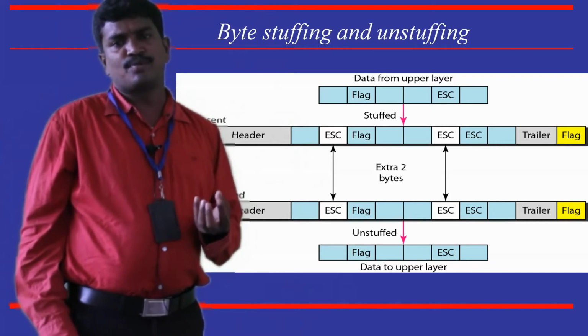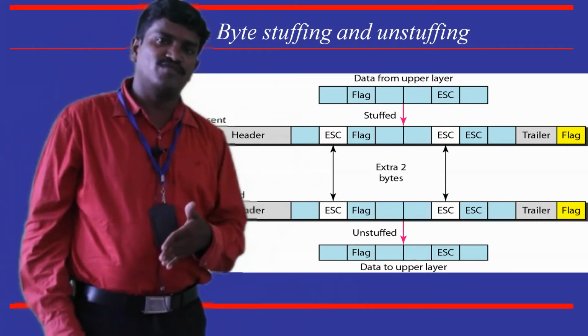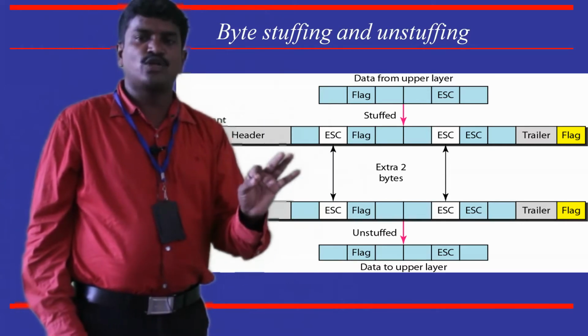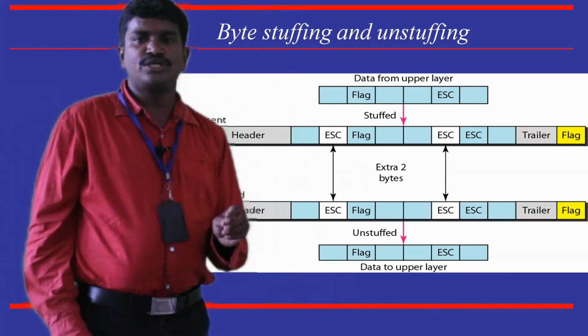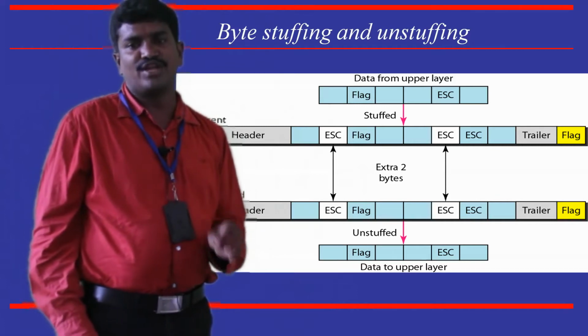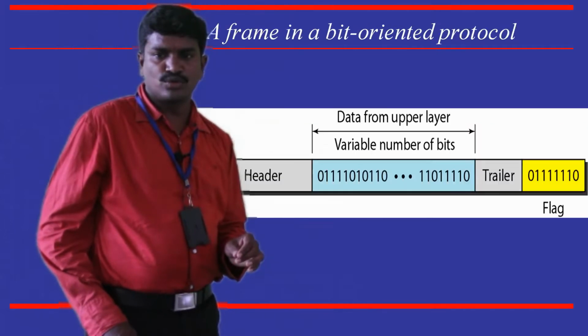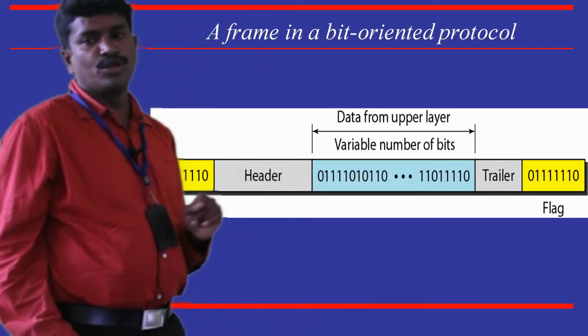Framing is the process of identifying where a frame begins and where the frame ends. And this character oriented methodology comes under variable size framing. In the next slide, we will talk about the next protocol, the bit oriented protocol.